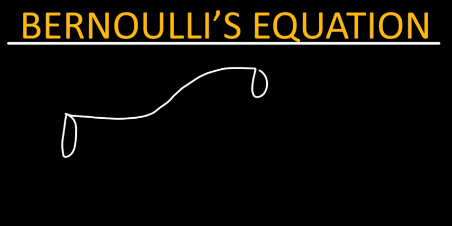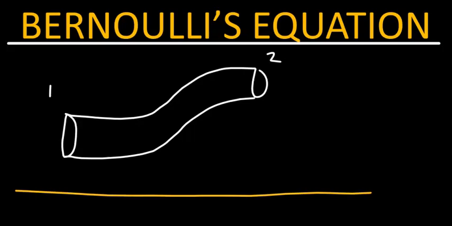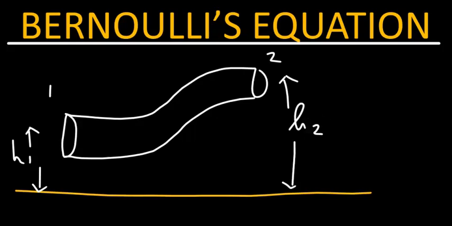In this video, we shall look at a couple of review problems on Bernoulli's equation. First, a brief introduction. Assume we have a pipe that carries water between 2 points, point 1 and point 2. Now this pipe is situated above the ground in such a way that the height of point 1 is h1 from the ground and the height of point 2 is h2 from the ground.